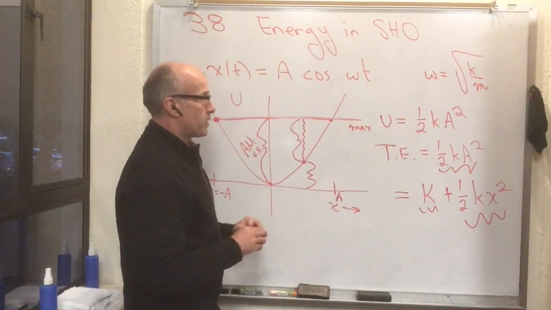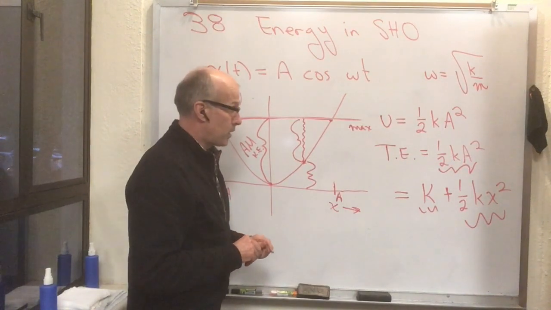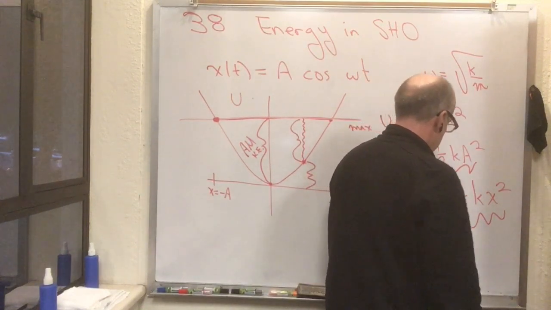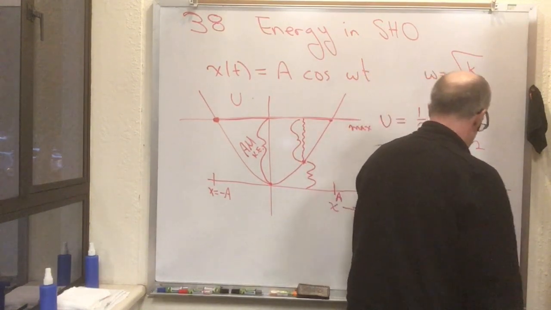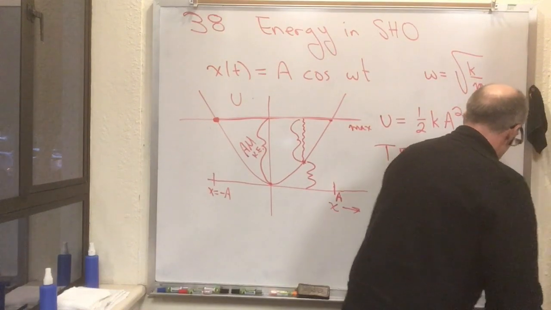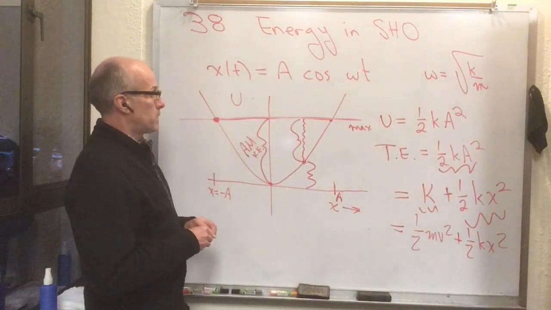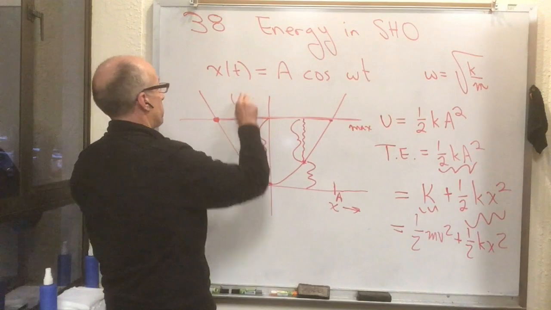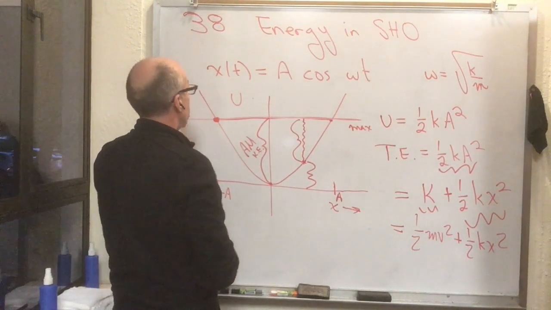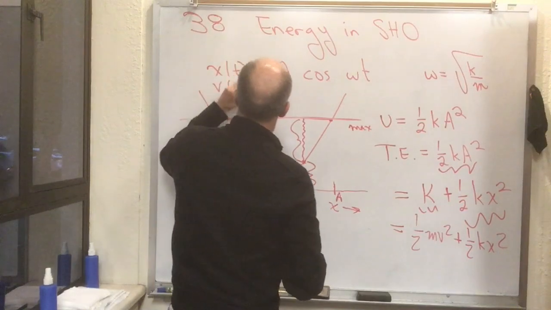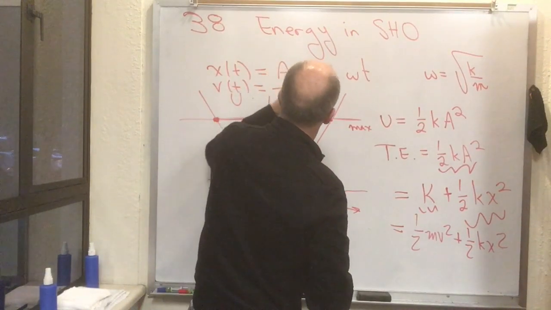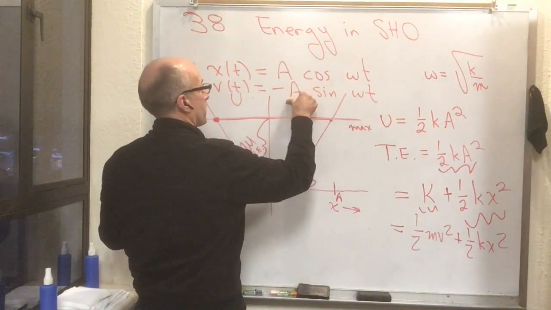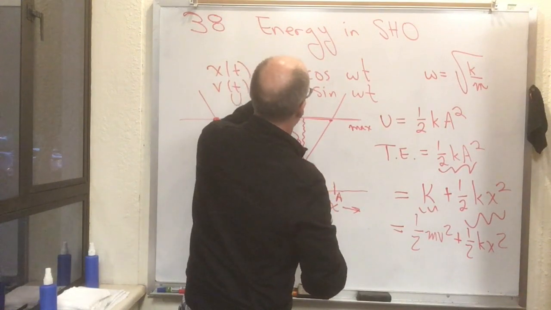Now, one thing we could do is check that our solution actually works. Because for K, we have an expression, that's 1/2 mv squared, and here we have 1/2 kx squared. We could check and see if our solution actually works. Well, x of t is A cos omega t. If I want to get v, I have to take the derivative of this. The derivative of cos is minus sine. So I have v of t is equal to minus A sine omega t. But then I get one more omega from differentiating the inside, so I'll squeeze that in right there: minus A omega sine omega t.